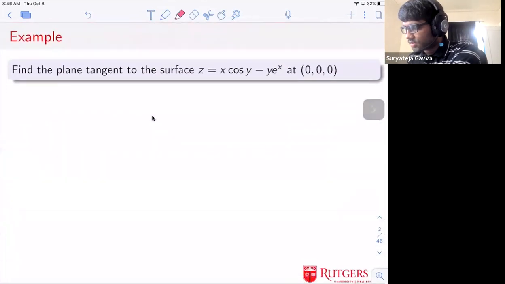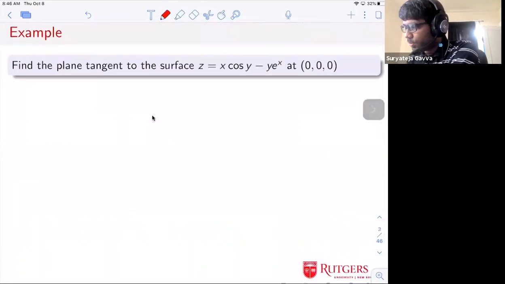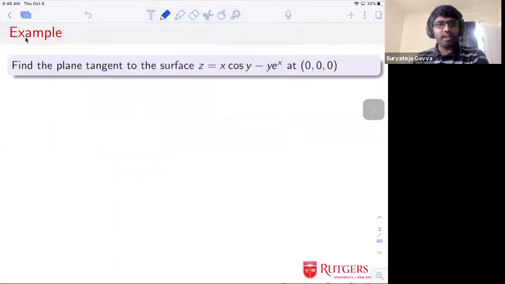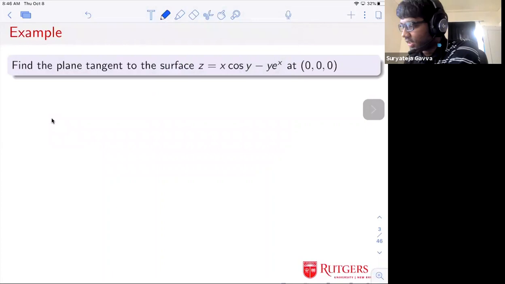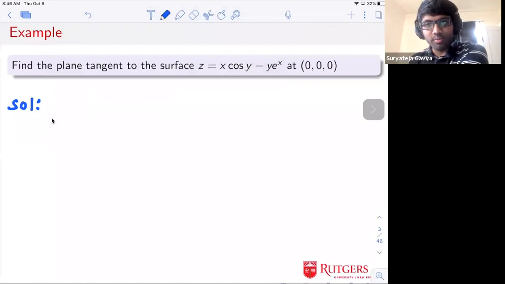Okay, so let's solve one problem. The question is to find the equation of the tangent to some surface. So there's some surface and you want to find the equation of the tangent. What will we do? Can you tell me what you would do to find the equation of a tangent?